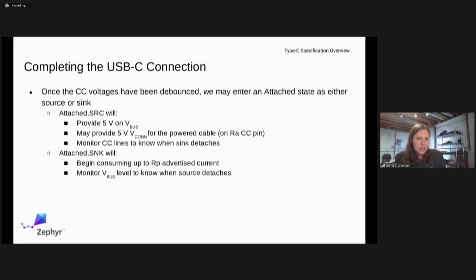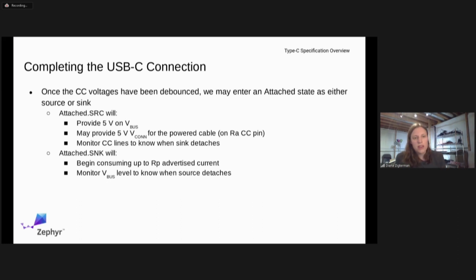So once we get those CC voltages debounced, we're going to enter our attach state. We're either going to be Attached.SRC or Attached.SNK. If we're Attached.SRC, it's our duty to provide 5 volts on VBUS. We may provide 5 volts on VCONN. The applicability of VCONN depends on a complex table in the Type-C spec if you're ever curious enough to look it up. But that 5 volts of VCONN would be on that RA pin, the one that doesn't connect through the cable.